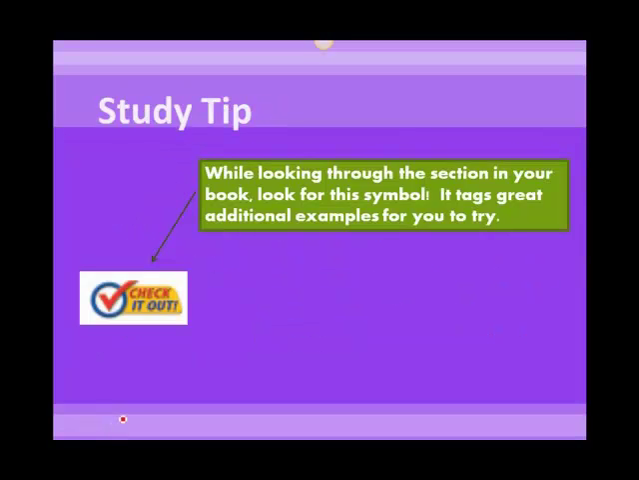Okay, just a quick study tip. When you're looking through the section in your book, you can just look for this Check It Out. Those give you some great additional examples to work on, just so that you feel like you're really prepared with the material. So when you get a chance, see if you can find one of those symbols and try some of those problems in Section 2.2.